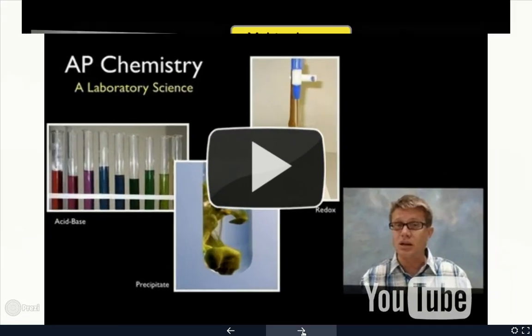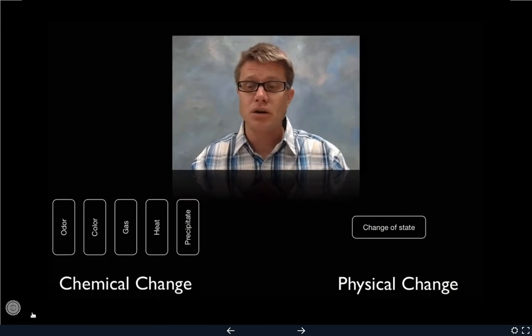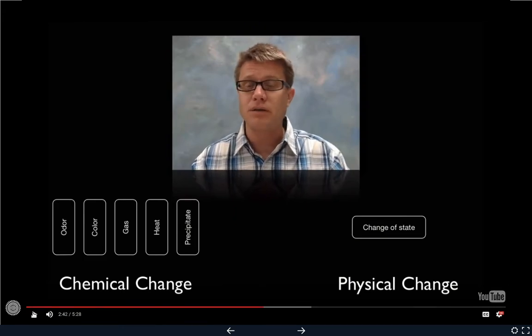Okay, let's start with this rotting fruit. We know a chemical change has occurred when you have an odor, you smell something, you see a color change happening possibly. Maybe you're forming a gas, it's putting off some heat, or a precipitate, which we're going to talk about later. But what I'd like you to do now is look at the different possibilities of change and see if you can categorize them. If it's simply a change of state, it's physical.